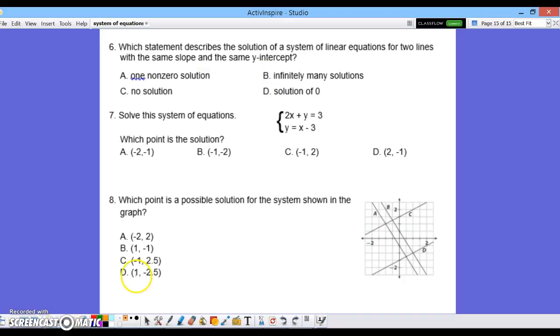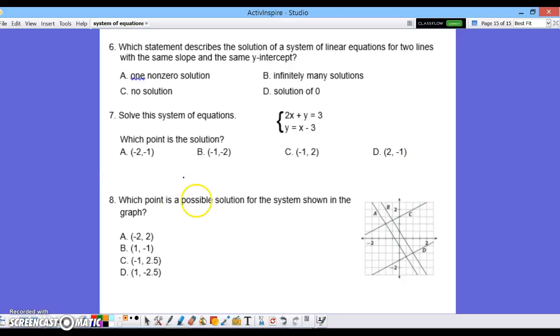And then you have some multiple choice. So this one is just talking about just different solutions. You have a system right there. Notice that on number 7, it is not in slope-intercept form. So if you plan to use the graphing method or the calculator, you'll have to put it in slope-intercept form or substitute your given solutions.